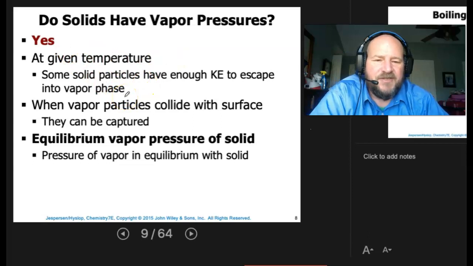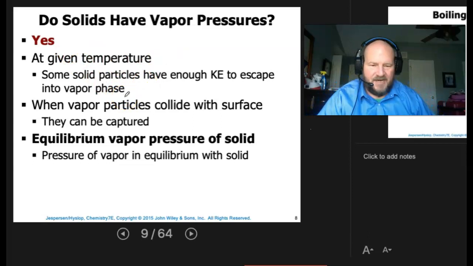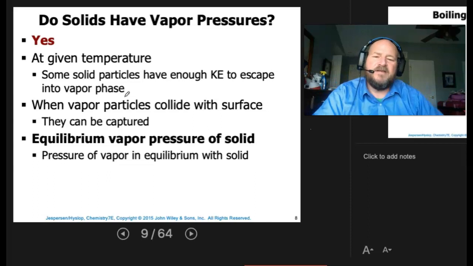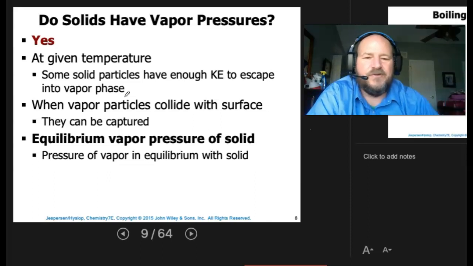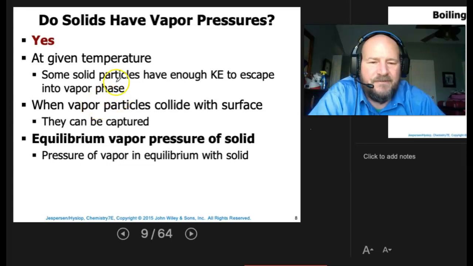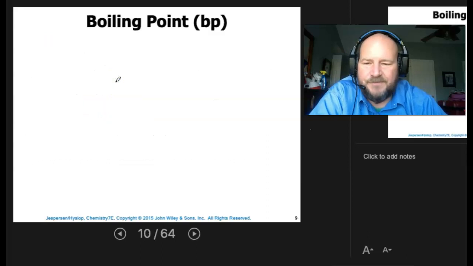Are some of them essentially zero? Yes. My table is not going to evaporate anytime soon. Take a piece of dry ice though and put it on the table, and of course it's going to go directly into the vapor, right? So some of them will have an actual value for their vapor pressure.